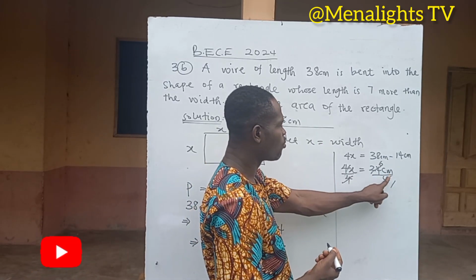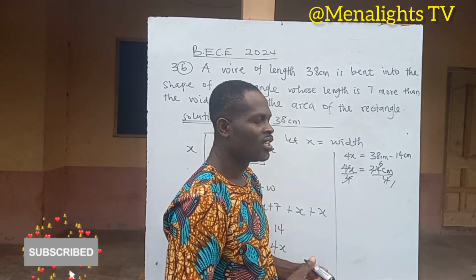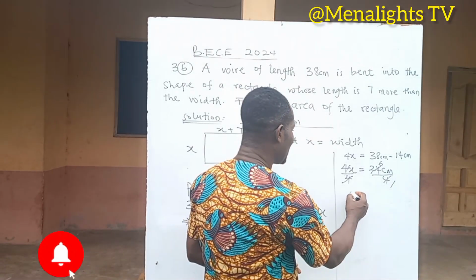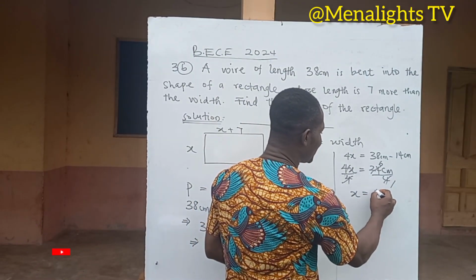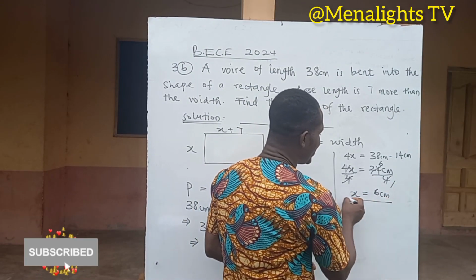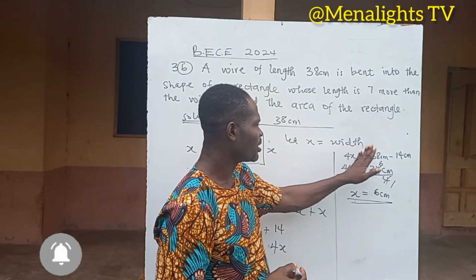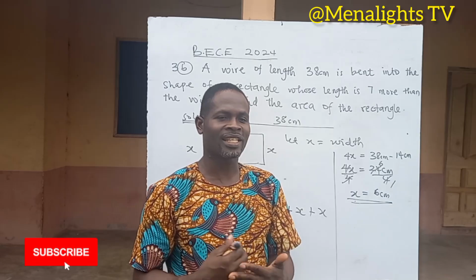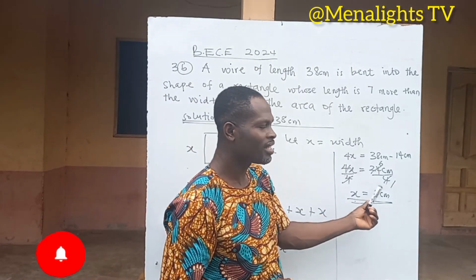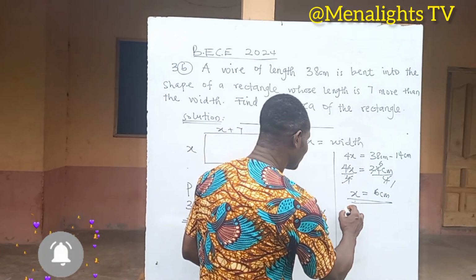So 4 will go into 24 six times. That means our x is equal to 6 centimeters. Now this 6 centimeters is our width. From the question, you say let x be equal to the width. So the width is 6 centimeters.